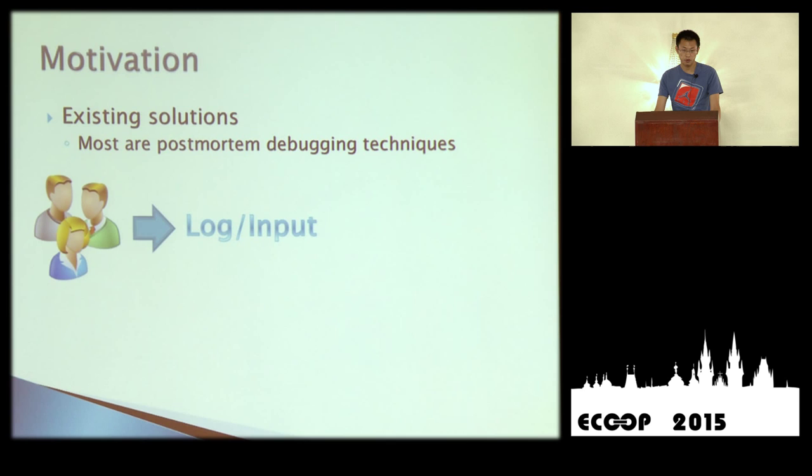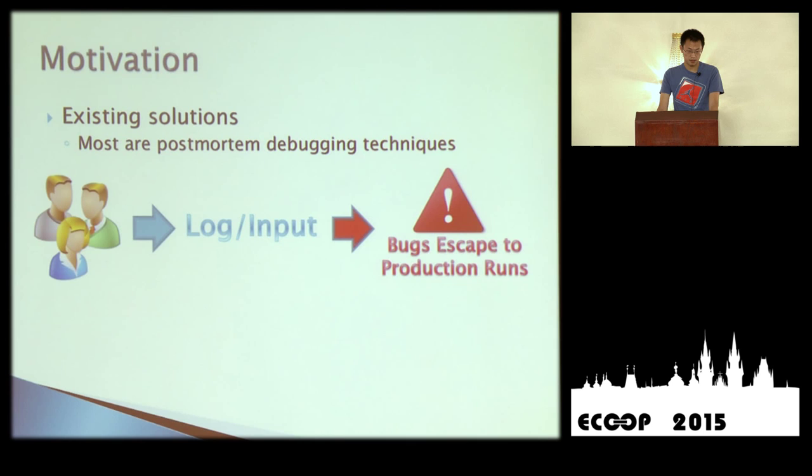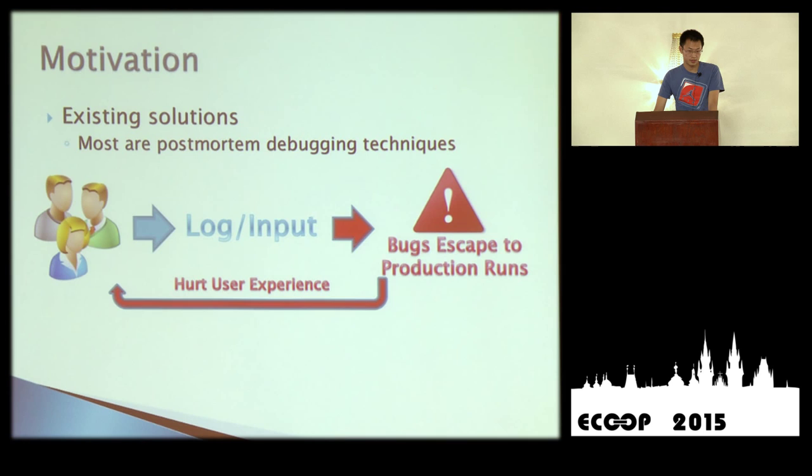Some researchers have already proposed solutions to these problems. Most of the existing works are post-mortem techniques. That means they need the user to provide either an input or an error log which demonstrates the performance problem. But that means at that time, the performance problems have already escaped to production runs, so the user may suffer from it. That may badly hurt the user experience, which is really bad.